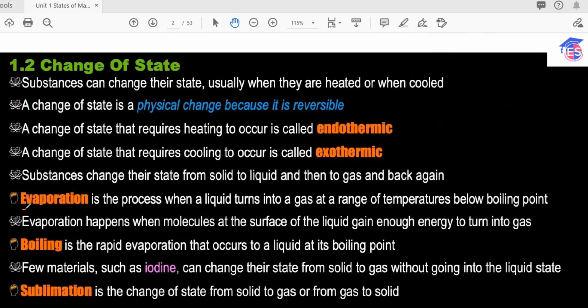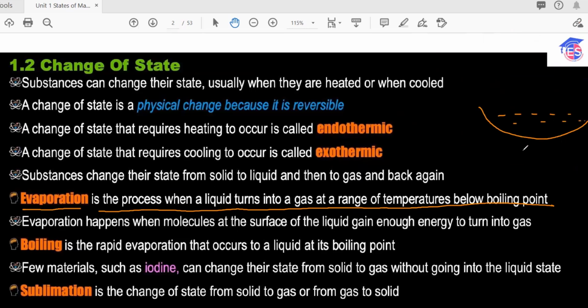Number one is evaporation. What is evaporation? It is a process when a liquid turns into a gas at a range of temperatures below the boiling point. For example, if you take water in a container and start heating it to 100 degrees Celsius, the water starts to boil. Why? Because 100 is the boiling point for water. This is known as the boiling point, and this process is known as boiling.